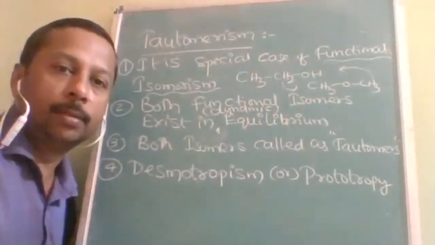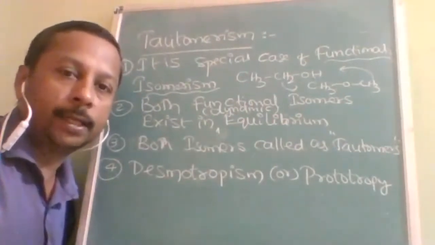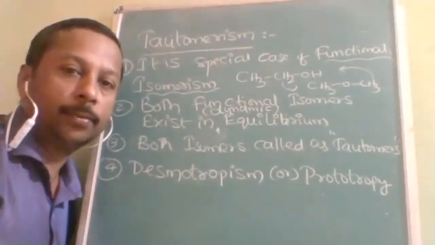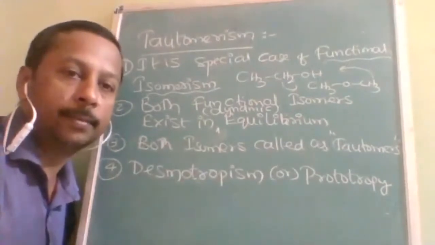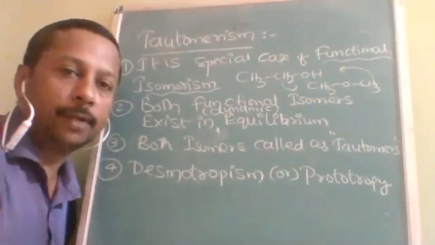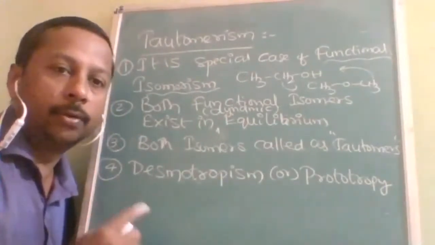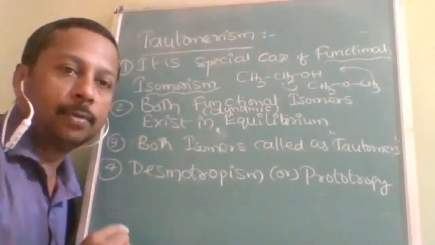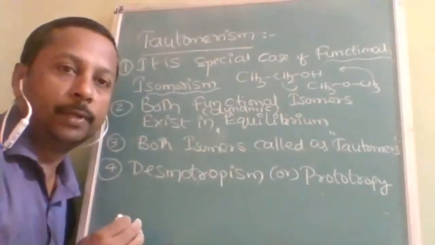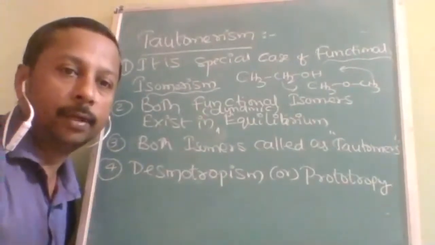Difference between tautomerism and functional isomerism, understood? When two functional isomers exist in dynamic equilibrium, then such functional isomers are also called tautomerism. Tautomerism is a special case of functional isomerism. What is the special case? Is it understood? And how are they going to be in dynamic equilibrium? If they both exist, which quantity will be more? How do we identify the factors affecting their stability? We are going to study that.